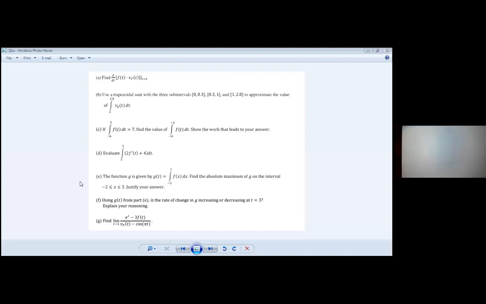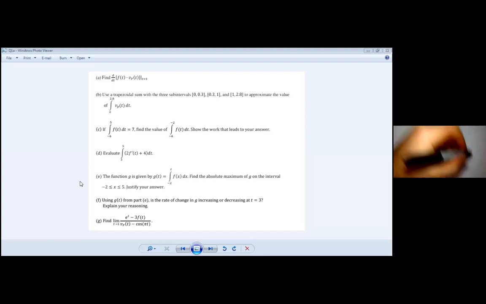Okay, moving on. So let's now flash back to, okay, we're at part E. The function G is given by, let's just write this down. G of T is equal to the integral from -2 to T of f of x dx. Find the absolute max on the interval -2 to 5.